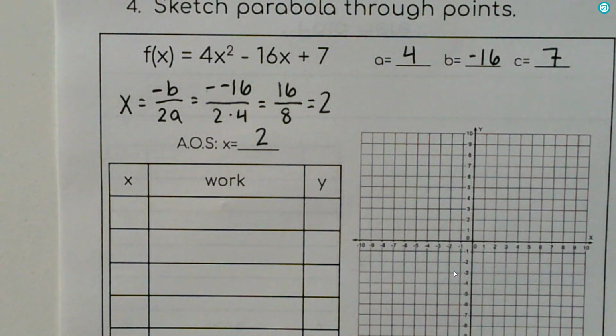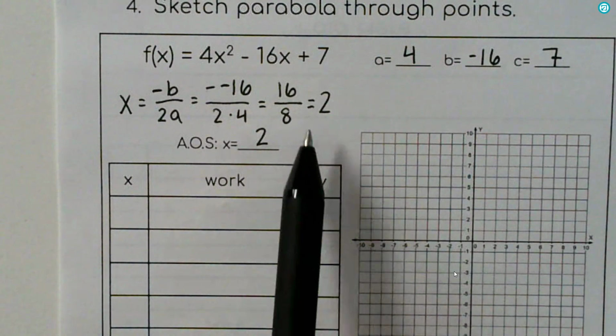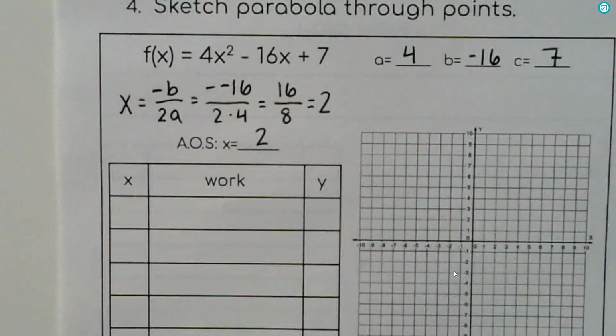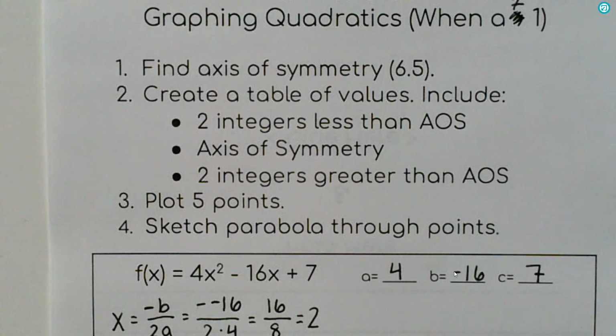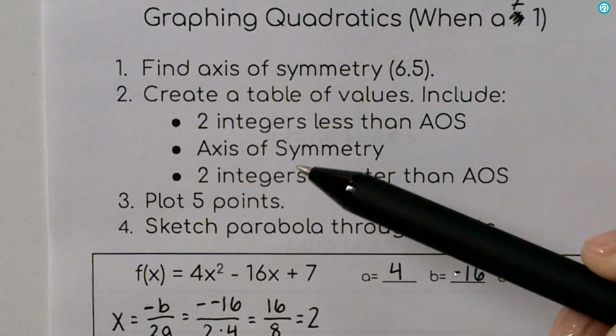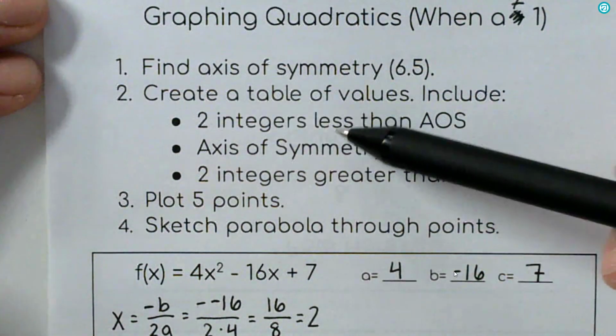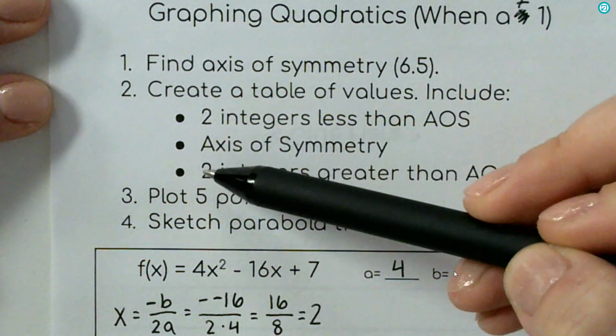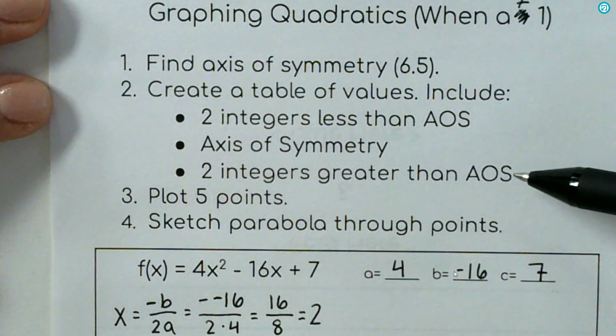So instead of graphing the 5 points that are our vertex, our zeros, and our y-intercept and the mirrored y-intercept, today we're just going to take the axis of symmetry. We know that's the middle. We're going to find that point, and then do 2 points to the right of it and 2 points to the left of it. That is step 2. We are going to create a table of values that includes the 2 integers less than the axis of symmetry, your axis of symmetry, and the 2 integers greater than the axis of symmetry.